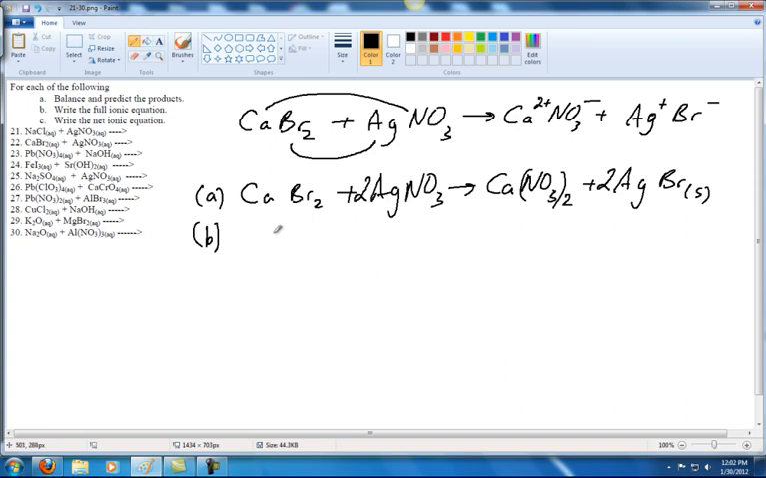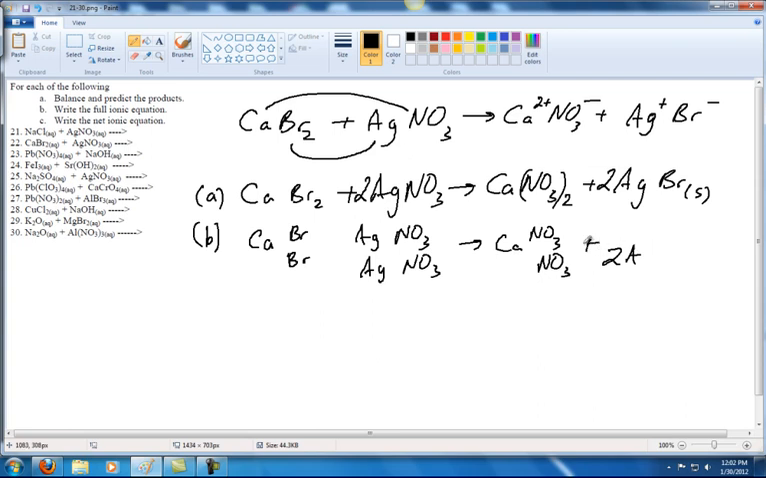What we're going to do is split all this up into ions. If I draw pictures of this, here's what it's going to look like. CaBr2 looks like Ca and two Brs. Two AgNO3s look like that. And we've got one Ca and two NO3s. It's going to look like this as a picture. And the silver bromides are not going to split up at all because they're a solid, so I'm just going to leave that the way it is.